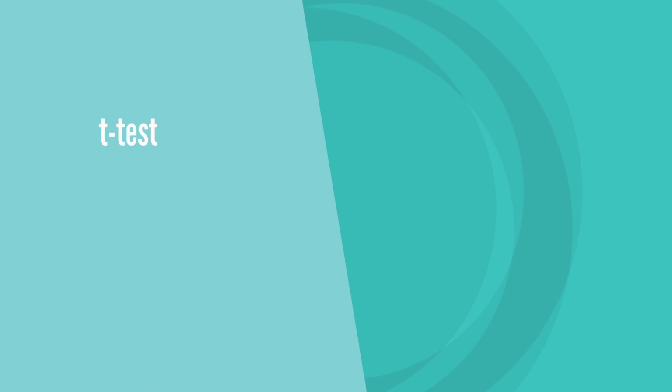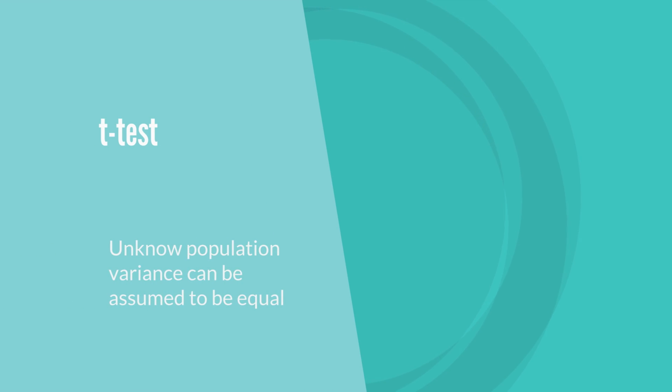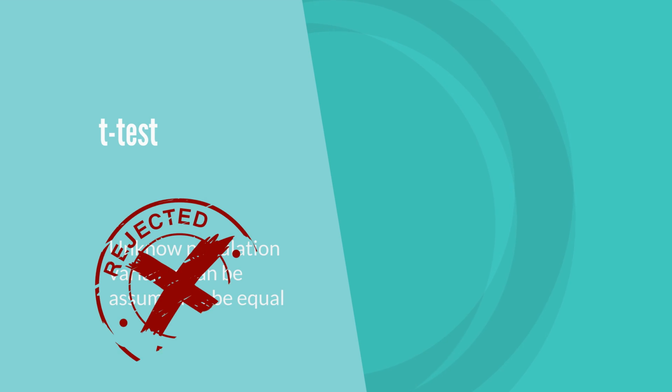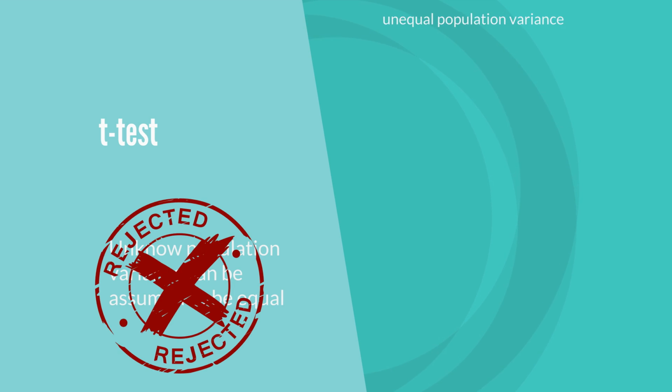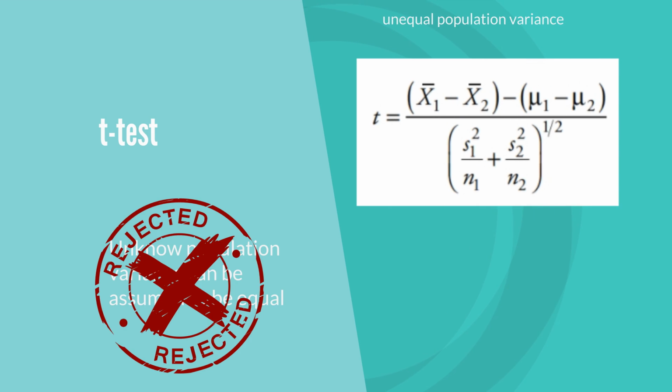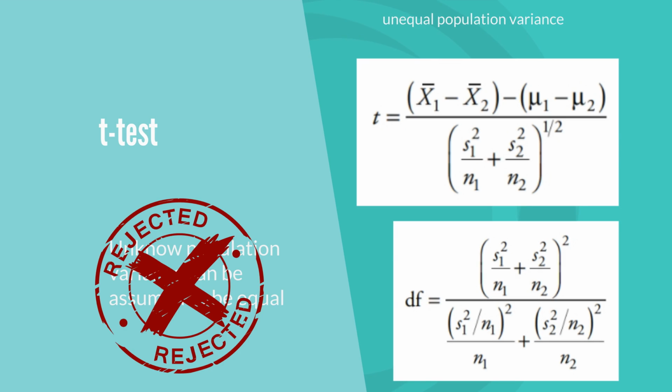The t-test discussed thus far only works when the unknown population variances for the two samples can be assumed to be equal. If the equality of variance assumption does not hold, then we should use the following t-test. t equals the difference in the sample means minus the difference in the population means, divided by the pooled variance estimator. For this t-test statistic, we use the modified degrees of freedom computed as follows. Let's look at an example.